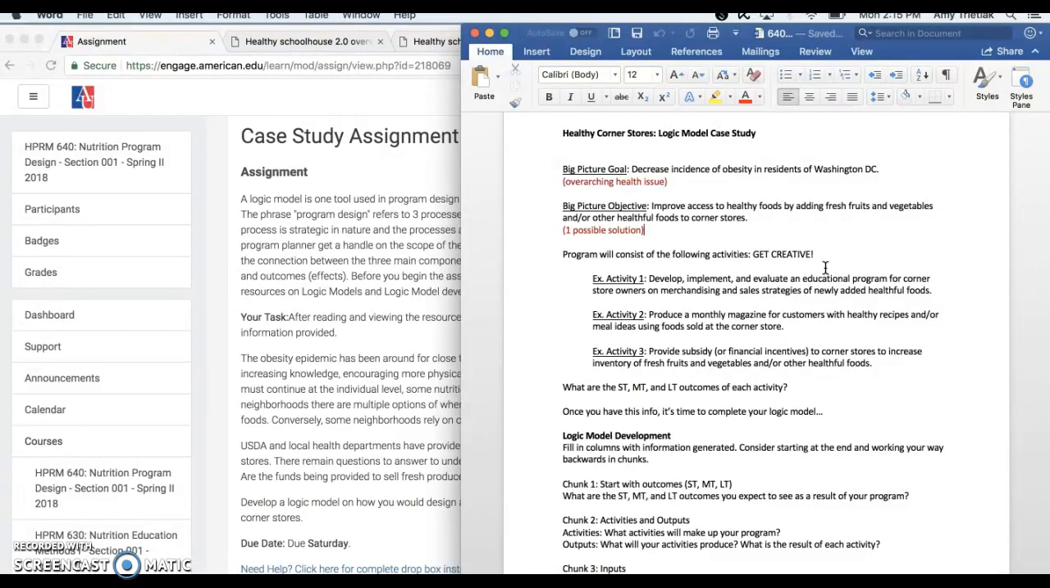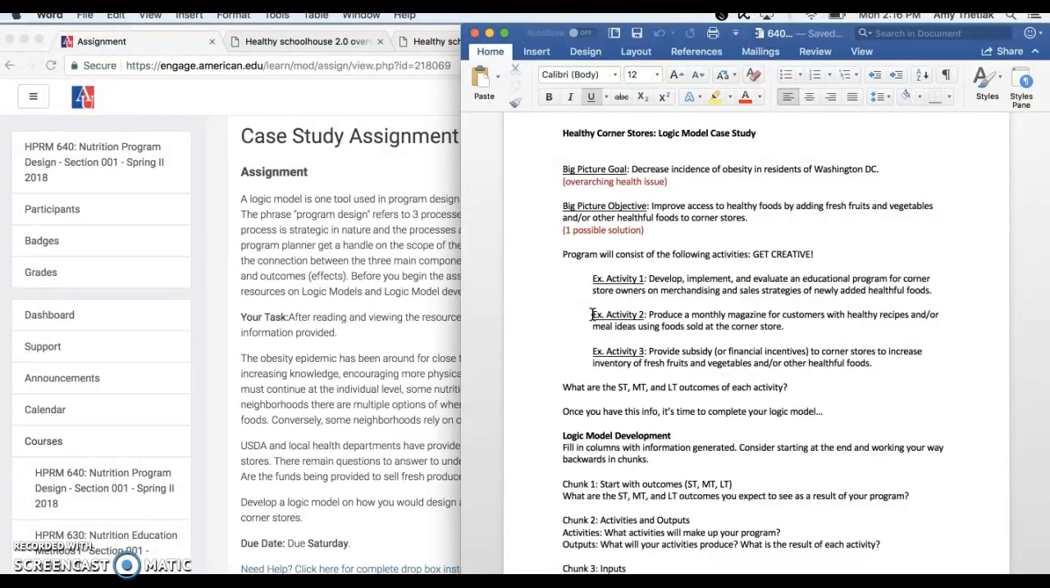So for our example here together, I came up with three examples off the top of my head that I might use for this. The first example is to develop, implement, and evaluate an educational program for corner store owners on merchandising and sales strategies of the newly added healthful foods. So in my mind, I'm thinking maybe corner store owners are feeling apprehensive because they don't think that these foods will sell well, or maybe they don't know how to display them in a way that will be appealing for the consumer. But if they had some information on how to do this, they might feel more confident about their ability to do it and sell these particular foods.